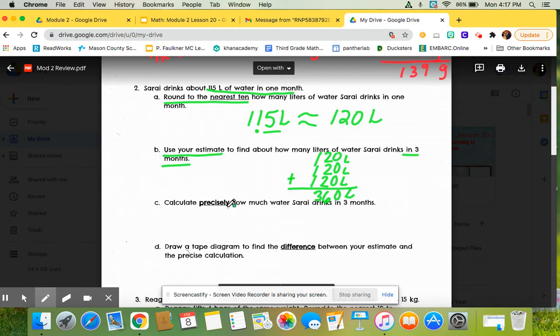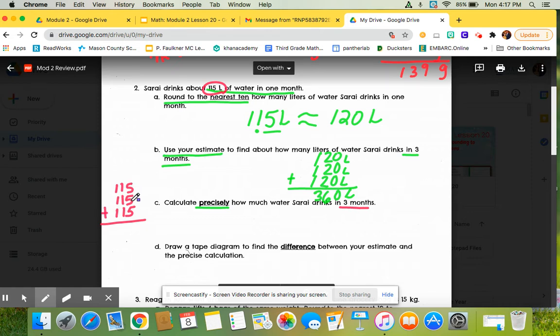Now it wants us to calculate precisely how much water she drinks in 3 months. Remember that word precisely wants the exact number, no rounding involved. So we have to go back up here and we see that she drinks 115 liters in 1 month exactly. So we're going to look for 3 months. So let's take 115, 115, and 115, and we're going to add that 3 times.